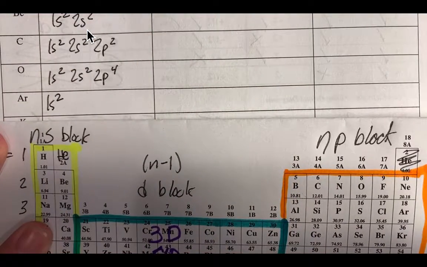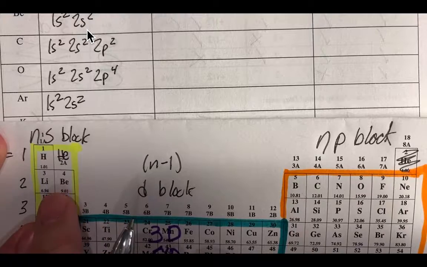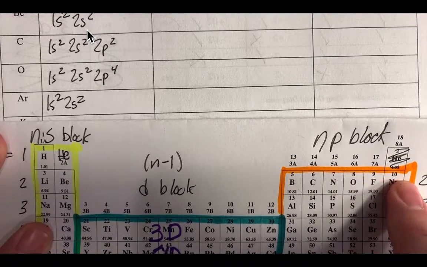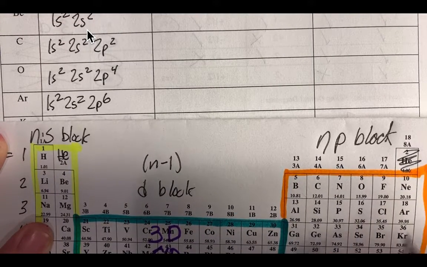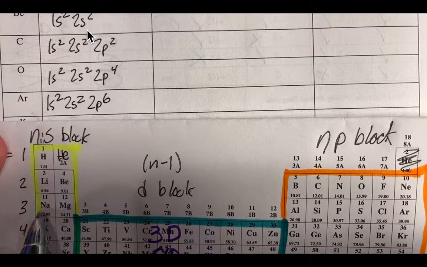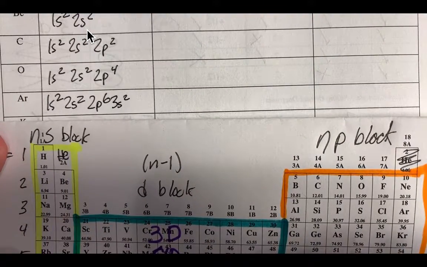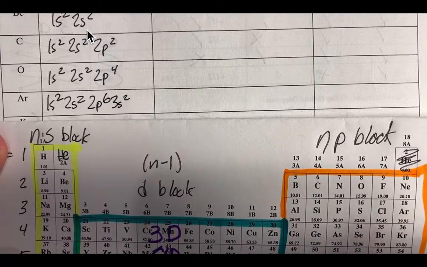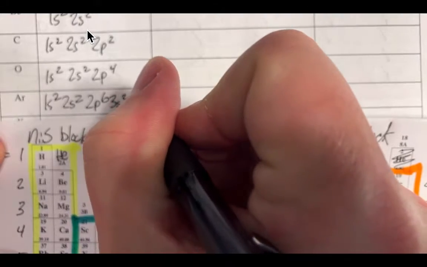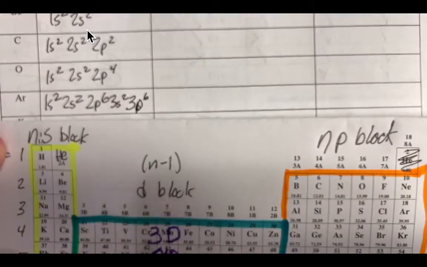So I'm going to go 1s2, 2s2. Now I'm going to have to go all the way through the 2p block, 2p6. That's 1, 2, 3, 4, 5, 6 steps. That puts me right here. I go through the 3s, 1, 2, and then I take 1, 2, 3, 4, 5, 6 steps in the 3p. 3p6.